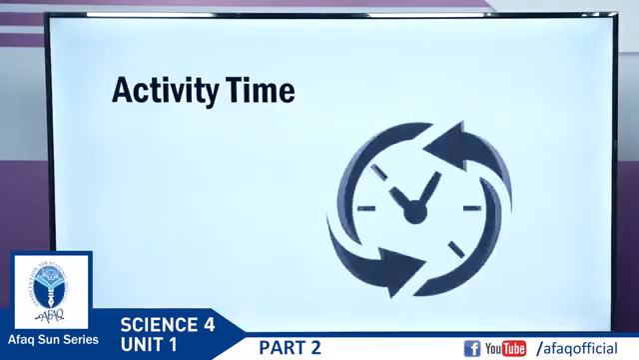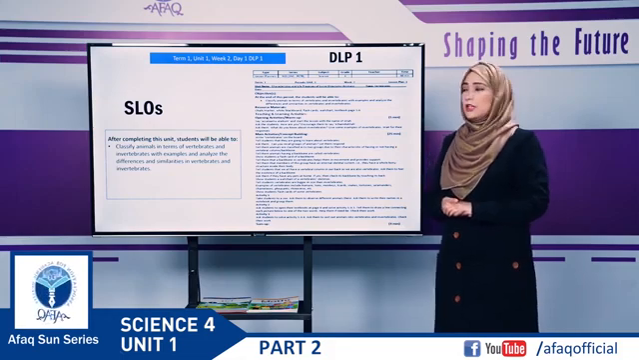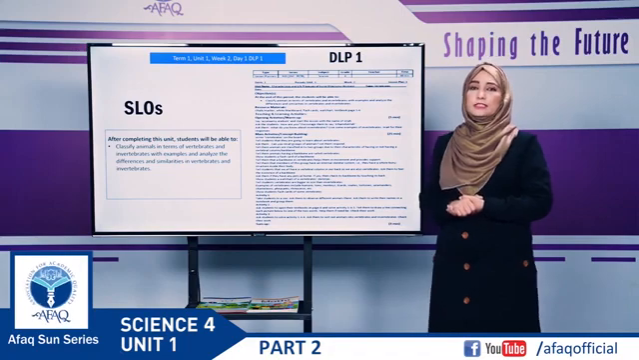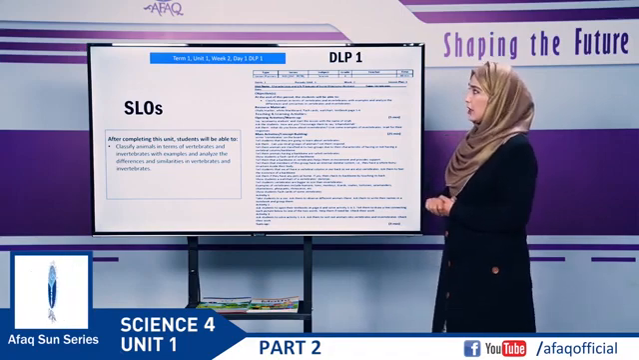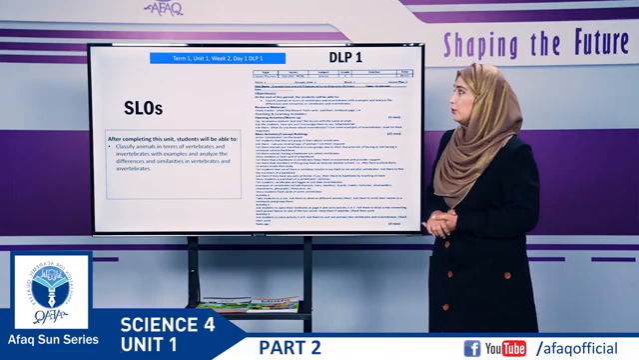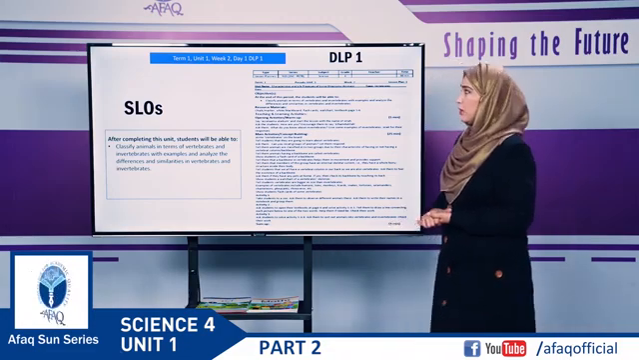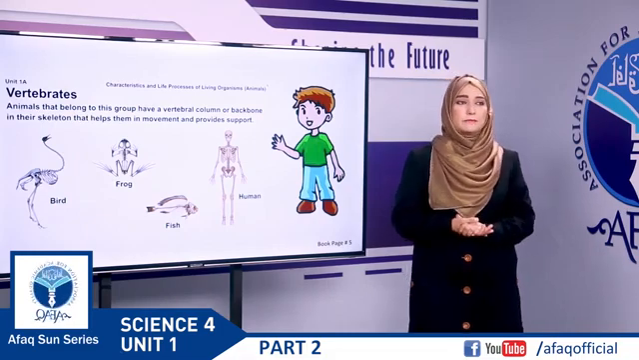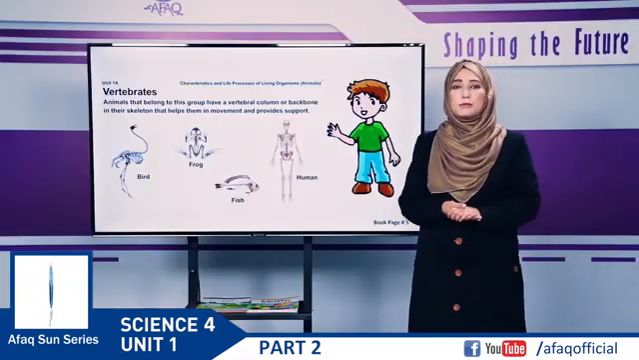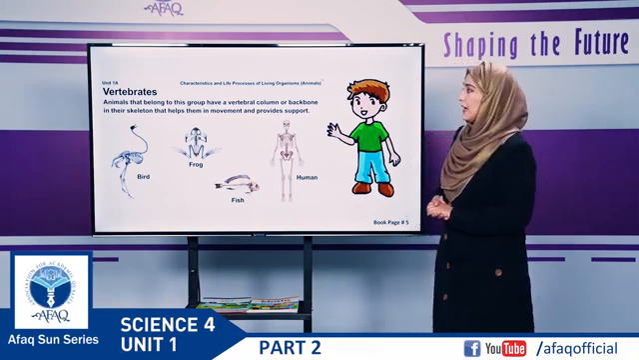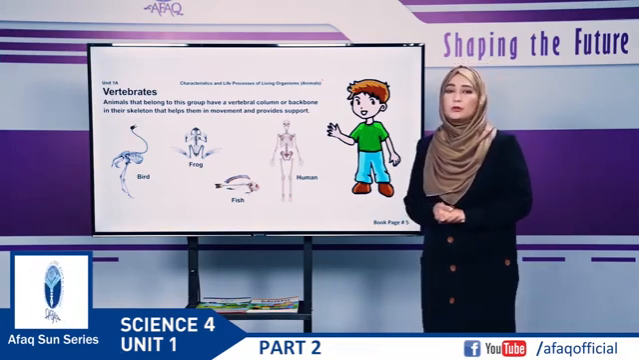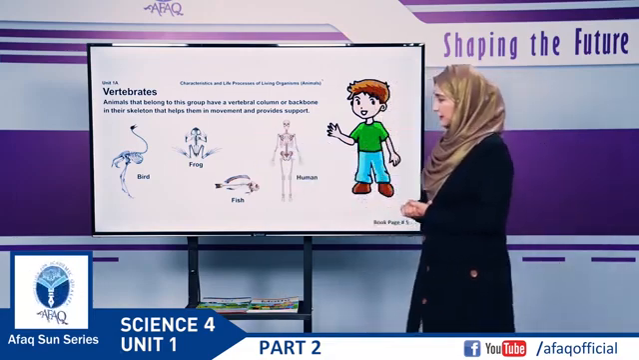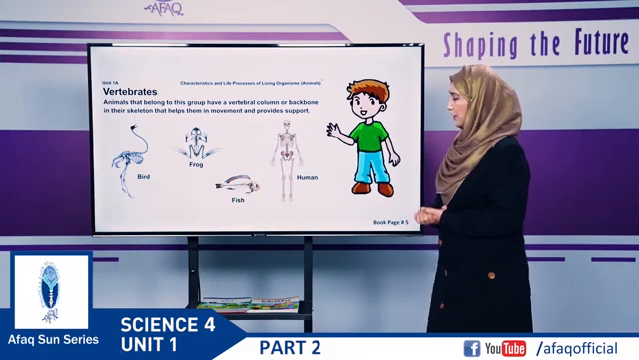It's activity time. In this period, we are going to cover 1 SLO, and the complete methodology for this SLO is given in DLP 1 of day 1 of week 2 of Unit 1 and term 1. You have learned about invertebrates. Now we will see what vertebrates are. Vertebrates are animals that have a backbone in their bodies. These backbones provide movement and support to their bodies. You can see different skeletons of animals like bird, frog, fish and human.